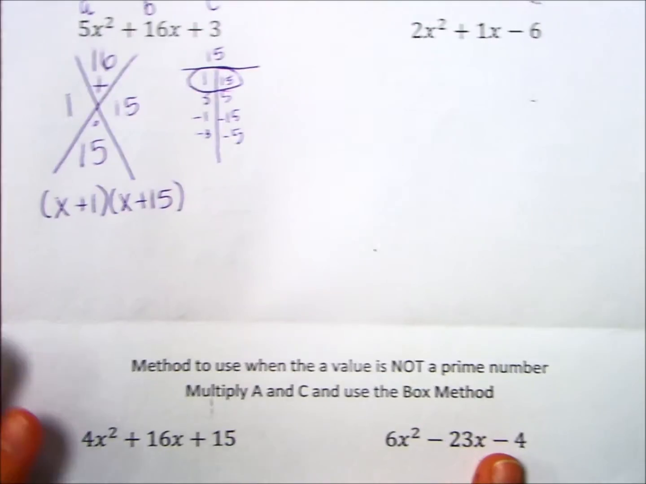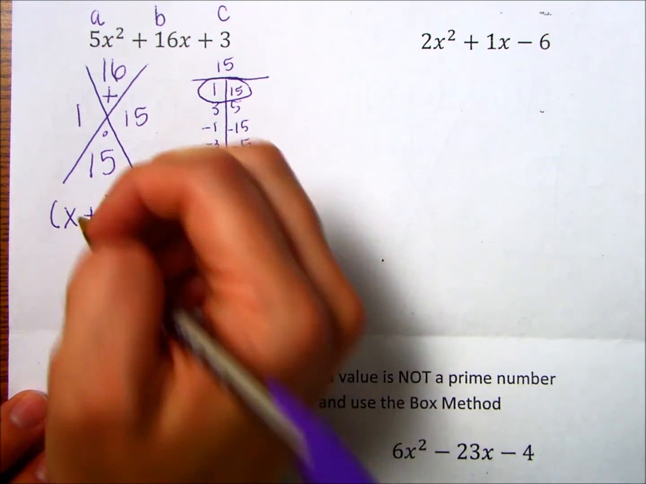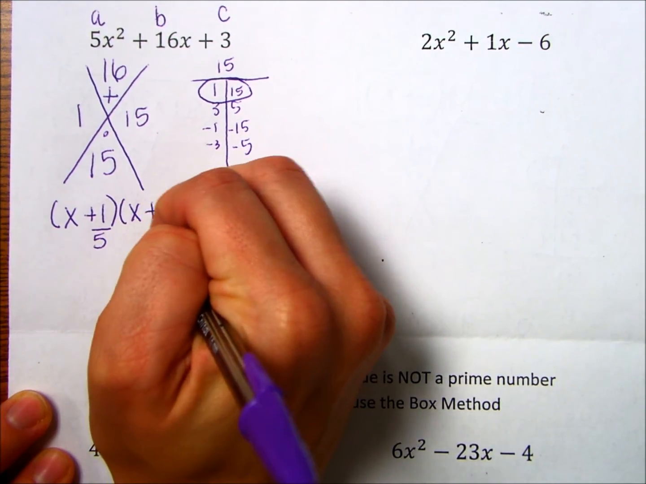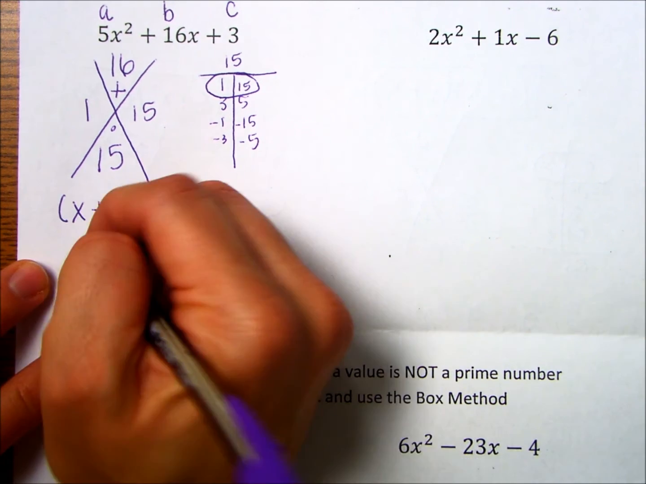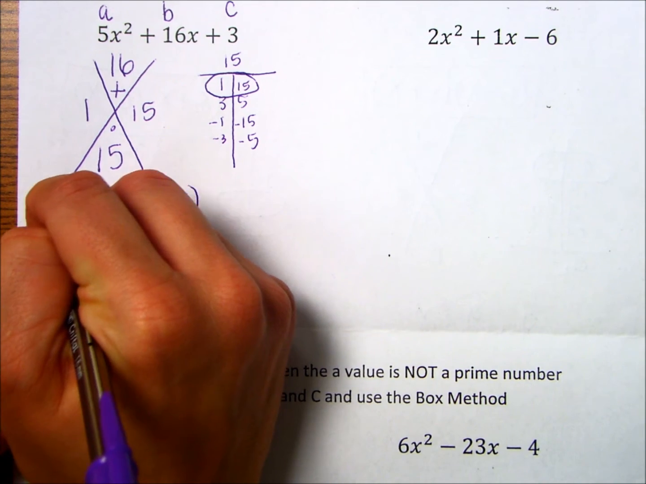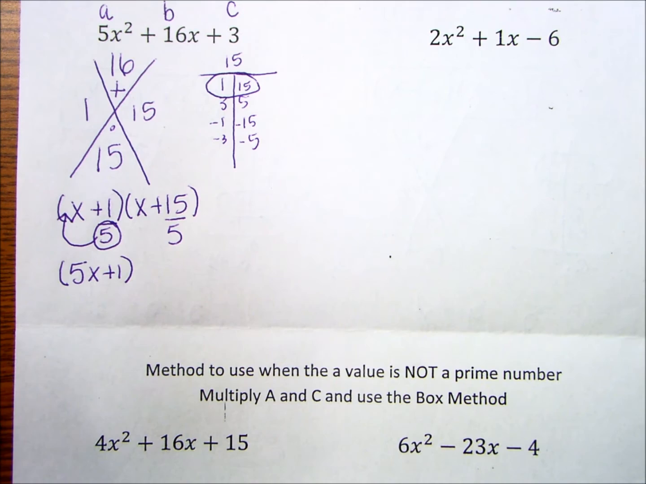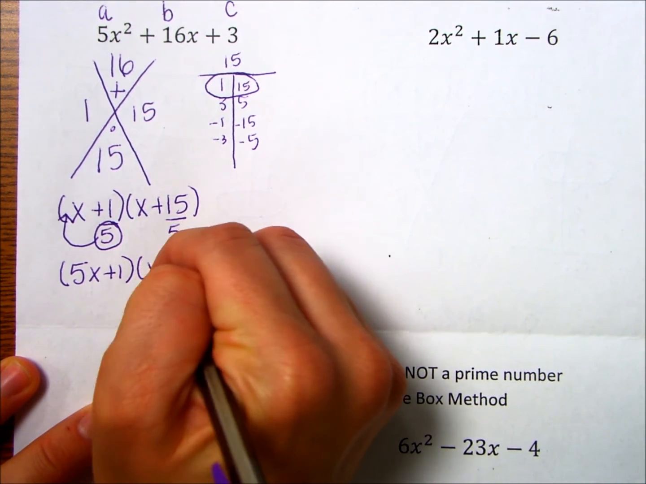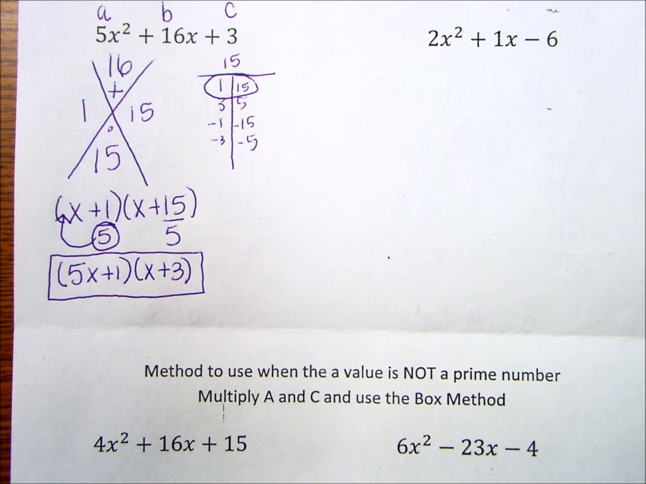Now, here is where you have to remember, since I multiplied that a value in, I now have to divide it by both of these numbers. Since 5 doesn't go into 1 evenly, I'm going to take the 5 and move it up, and this will become 5x plus 1. Now 5 does go into 15 evenly, which is just 3, so I can just write it as x plus 3. And now you have factored this trinomial with an a value that is not 1.